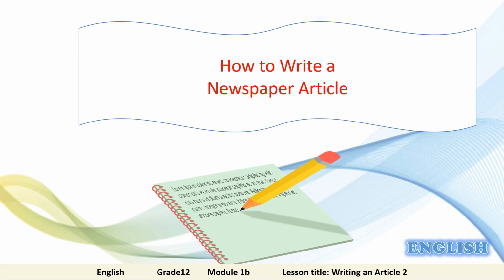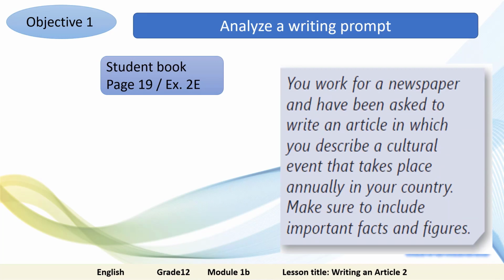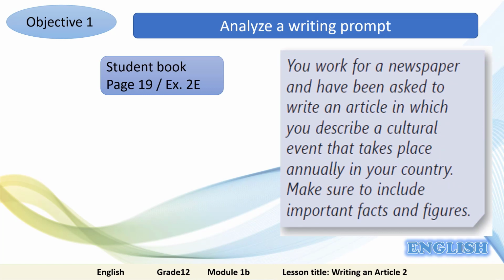Before we start writing a newspaper article, we need to analyze a prompt. So, our first objective for today is to analyze a writing prompt. Open your student's book. On page 19, exercise 2E. On your right-hand corner, you spot a writing prompt. We need to understand the writing prompt, analyze it in order not to write off point and lose marks on the test. So, let's get started.